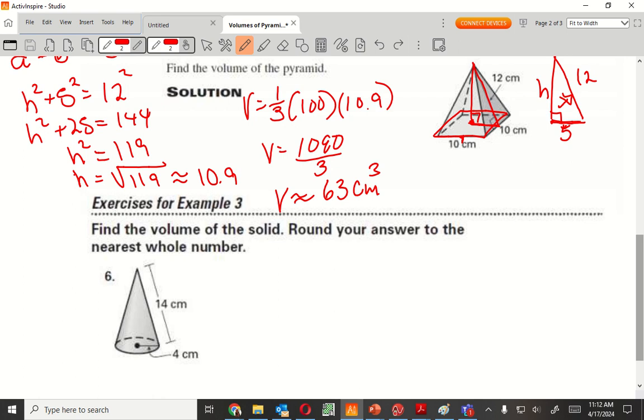So do the first step that I did, which is this right here, okay? Start by doing the triangle first, because you have to find the height. That's it. I just did the math. It's 100 times 10.9. It's going to be 1090, and divided by 3.